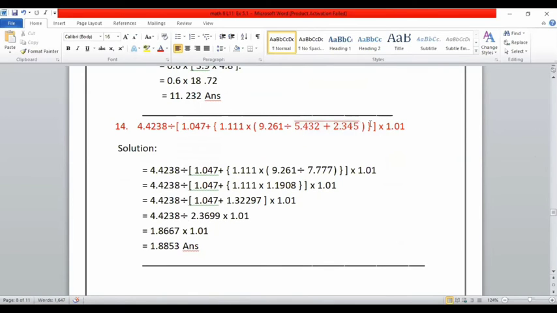And in 14 sum, we have the same as in 12. We first add this value and this value, 5.432 and 2.344: 5 plus 2, 7, 4 plus 3, 7, 3 plus 4, 7, and 2 plus 5, 7. That is 7.77, we got this one. Then divide. After division, you will get 1.1908 and then multiply here also. After division, the small bracket will be removed. And now this multiply as usual.